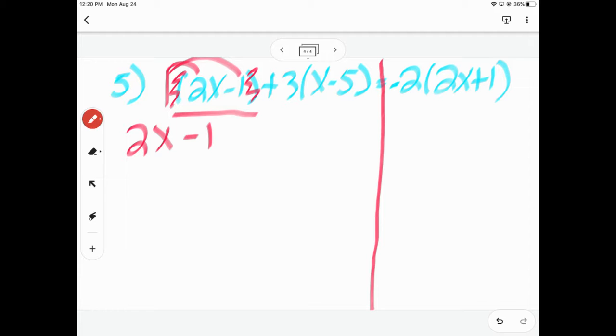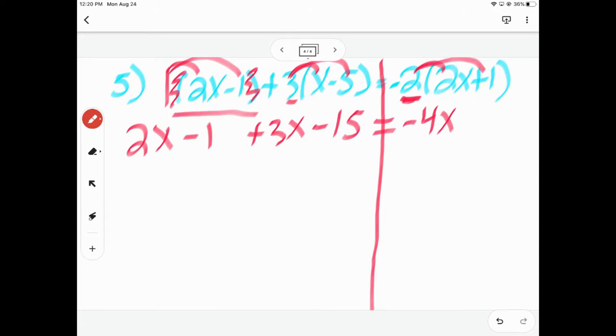Okay, well now over here though, I have a 3 sitting in front of my parentheses, so I need to distribute that 3. Well, 3 times x, that's going to be positive 3x. And 3 times -5, oh, well that's -15. Okay, I'm going to bring down my equal sign. Now I'm going to distribute on the other side. I have a -2. -2 times 2, that's -4x. -2 times 1, that's -2.